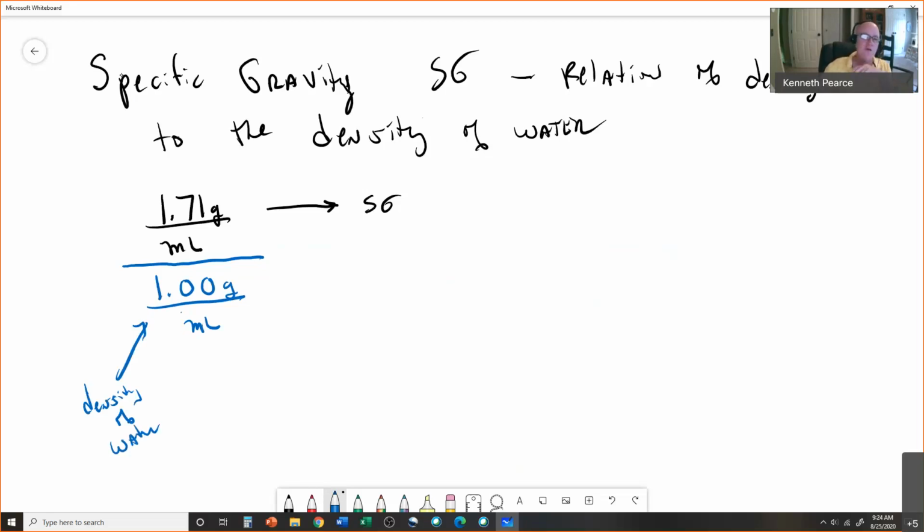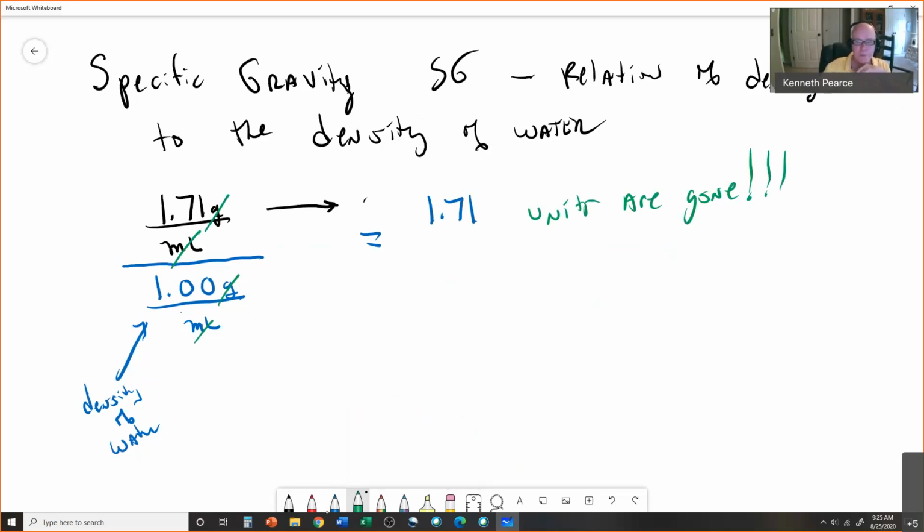Now, what happens if you divide something by 1? If you divide something by 1, what do you get? You get the same number. Okay, well, so far not too terribly exciting. But you see, you're canceling units. See, the grams cancel, the milliliters cancel, because it's the same thing over. And what happened to the units? The units went away. The units are gone. Okay?